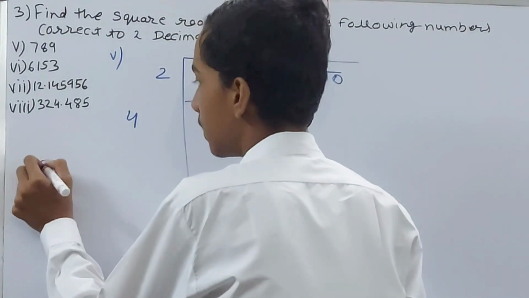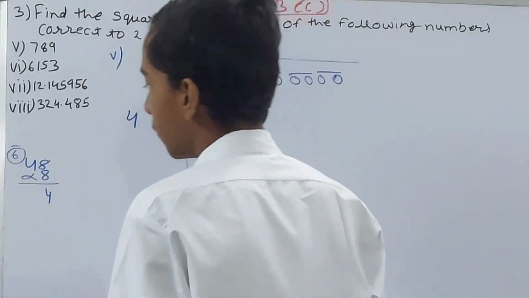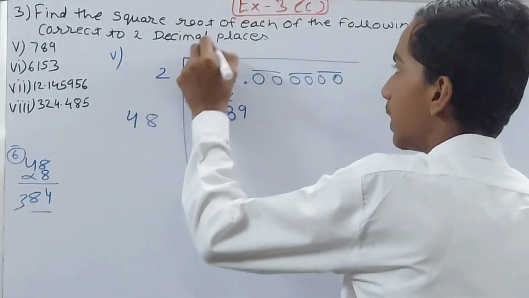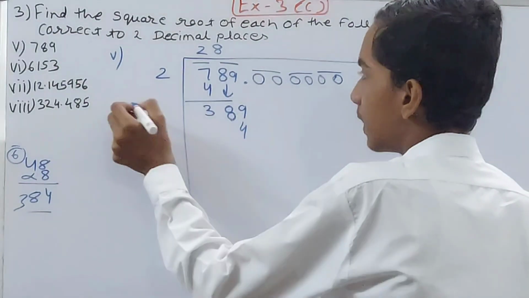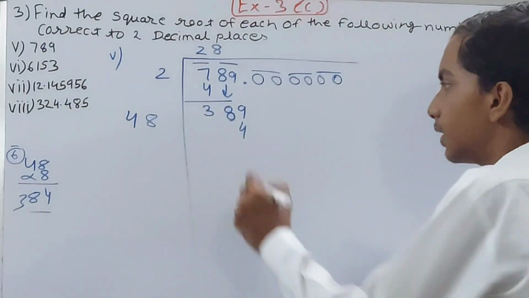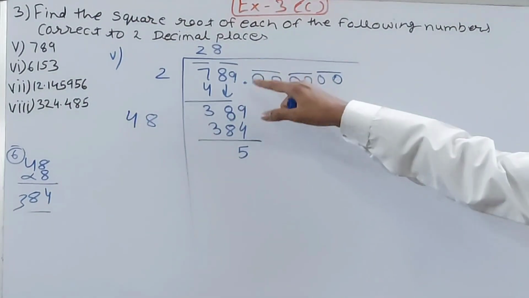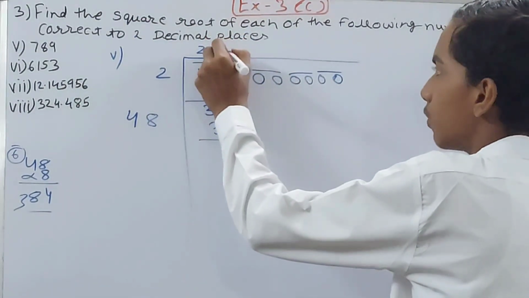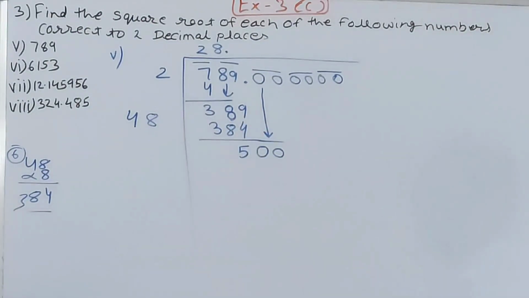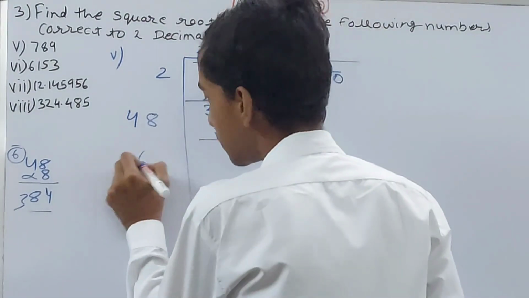So let's try 48, 4 and 6, 8 4s are 32 and 6, 3, 84. This is the nearest. Let's go 48 here, 8 here. 8 8s are 64 and 6. 8 4s are 32 and 6 that we've already calculated. 384, which is 5. Now see, decimal point has come, so we will put a decimal point over here. Bring down this next 0.